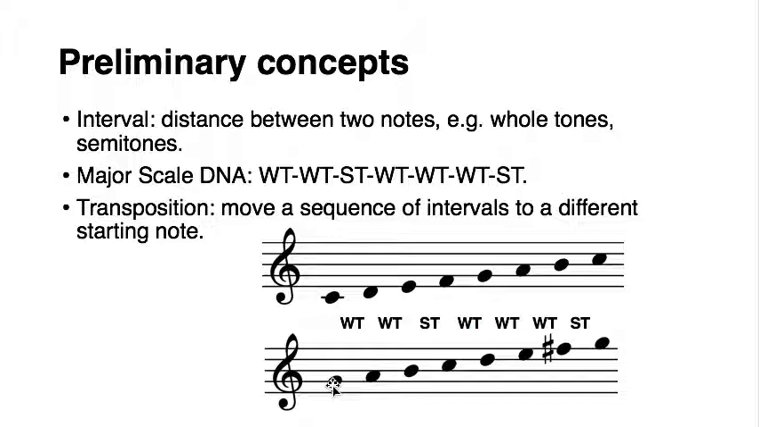Transposed to G, the G major scale sounds like this. So you see that it sounds basically the same. It's the same structure or DNA, the same intervals are there. It's just that we're starting at a different note. And because we do that, then we need to alter some of the notes, add accidentals, sharps, flats here and there, so that that sequence of intervals is maintained.